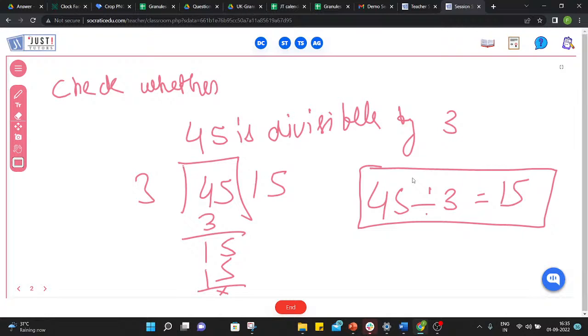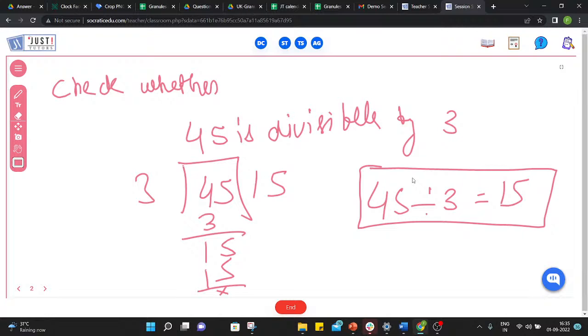And now let me ask you, what do you think about 9? Is 45 divisible by 9 as well? I'm giving you 30 seconds to tell me the answer. I'm also giving you a hint. You just check whether we have 45 in the 9 times table. If we have 45 in the 9 times table, what that will mean is that 45 is divisible by 9.